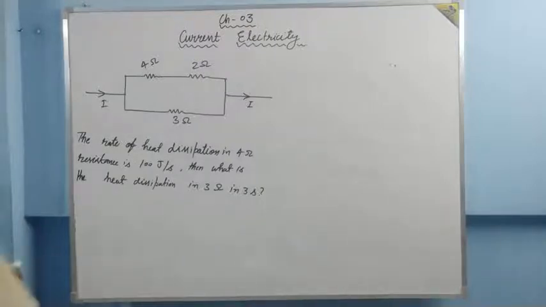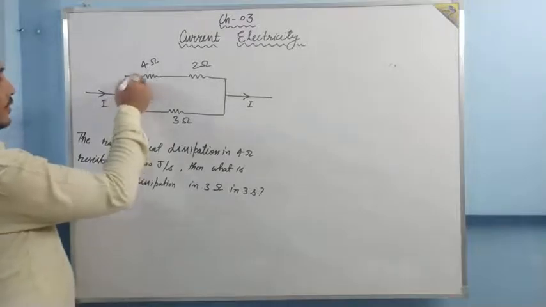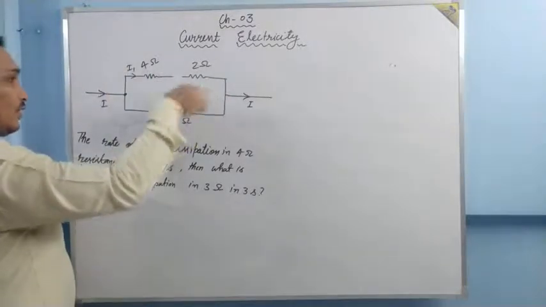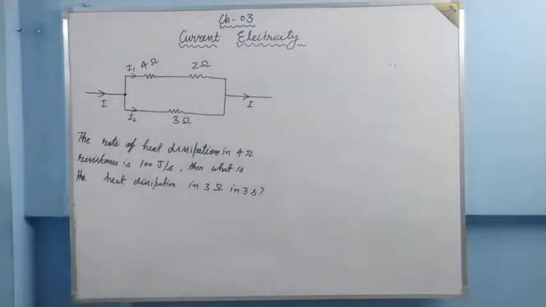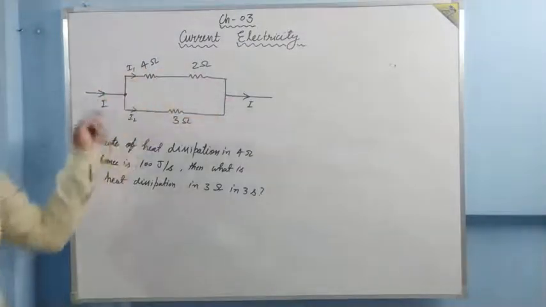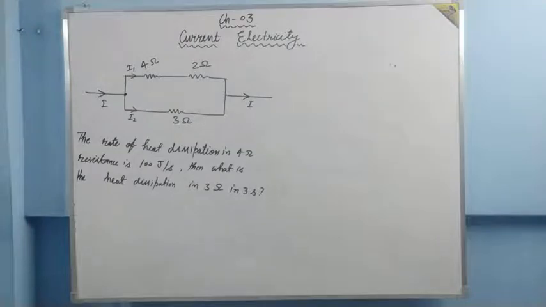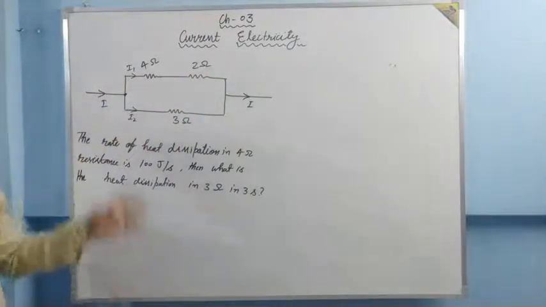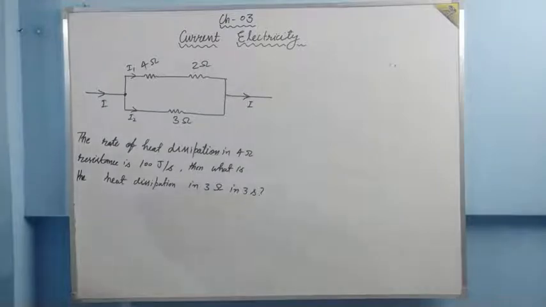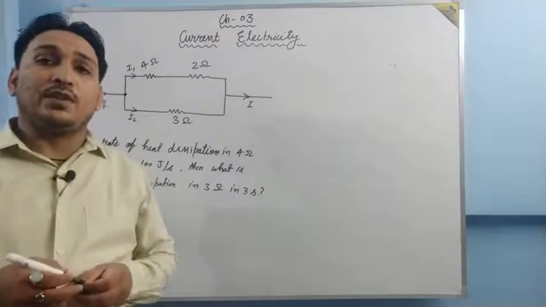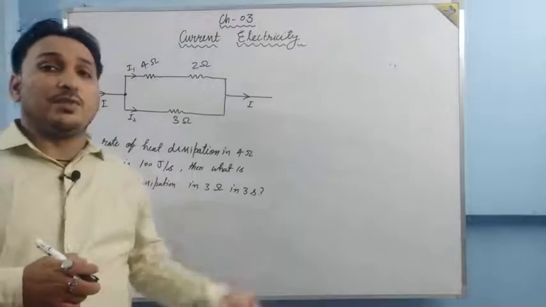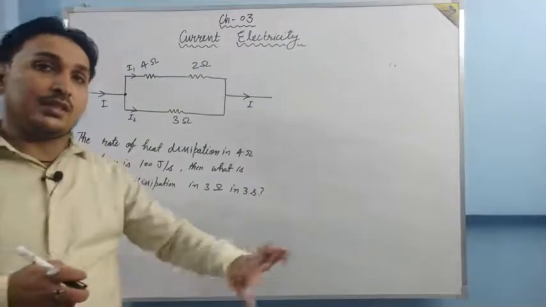Let us see. Suppose at this junction the current divides. In the first branch, let the current be I1, and here let the current be I2. The branch with 4 ohm and 2 ohm and the branch with 3 ohm are in parallel combination. The voltage across the combination remains constant, because they are in parallel. Rate of heat dissipation is basically power. You need to understand these words: rate of heat dissipation, rate of energy dissipation, energy dissipated per second, power, all these are the same.